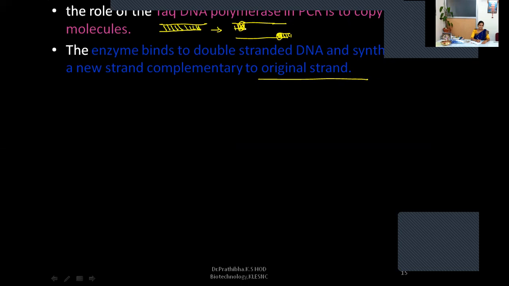Here one primer will be known as the forward primer. I told you there are two types of primer. So this will be your forward primer, and this will be the reverse primer. The enzyme binds to the double-stranded initiation DNA region and synthesizes new strands. Here it will synthesize new strands according to the template DNA, complementary to the original strand. This is the original strand, and here this is the original strand. Based on the original strands, new DNA strands are going to be synthesized.